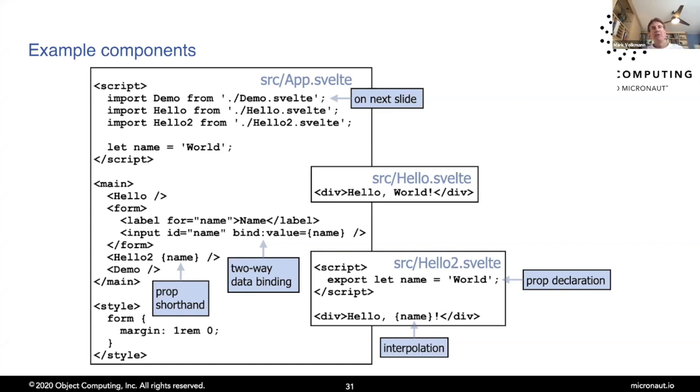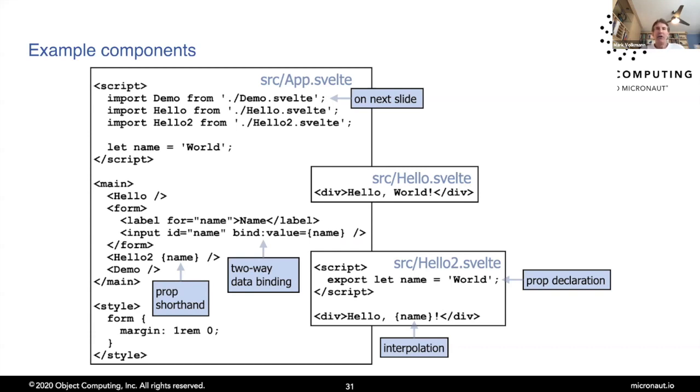And so that means as soon as I start up this app, you're going to see an input after the label name, and it's going to say world inside the input. But now the user can click in that input and change world to something else. And if they do, that's going to immediately change the value of name. But you see on the line after form that name is passed into the hello2 component, which is the next box over to the right.